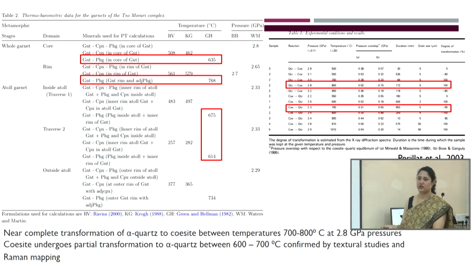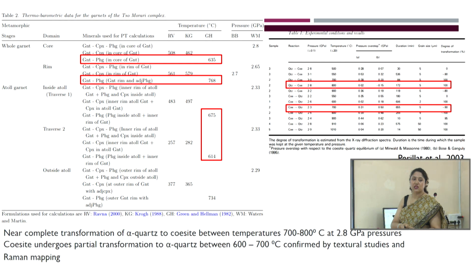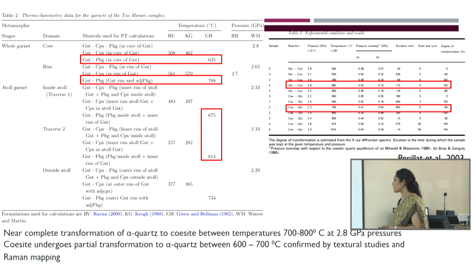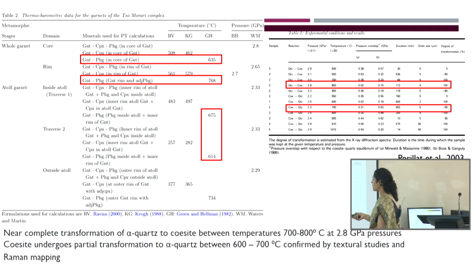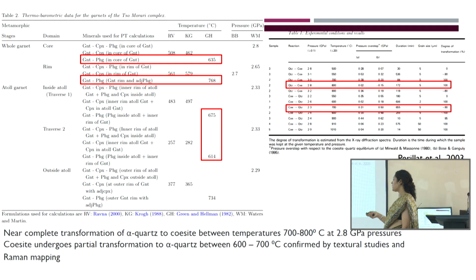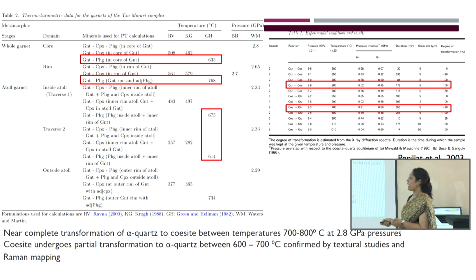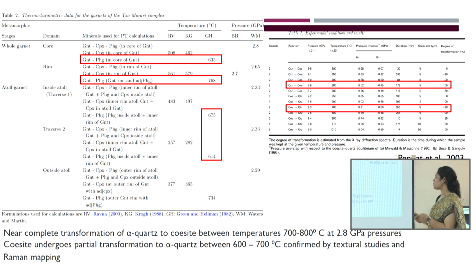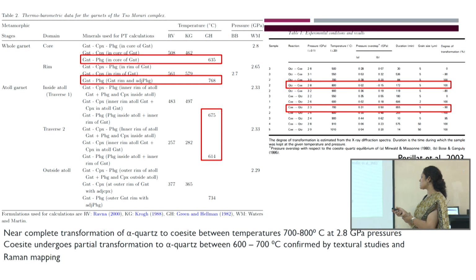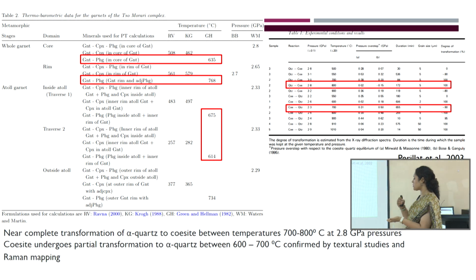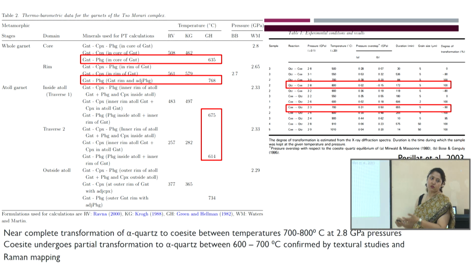We had to use this data to make sense of what we were seeing in the coesite and the quartz transformation. So yeah, near complete transformation of alpha quartz to coesite probably happens between temperatures of 700 to 800 degrees at 2.8 GPa pressures, and coesite undergoes partial transformation to alpha quartz during exhumation between 600 to 700 degrees Celsius, and that is confirmed by both textural studies and Raman mapping. And of course, we have confirmed it also through experimental work now.